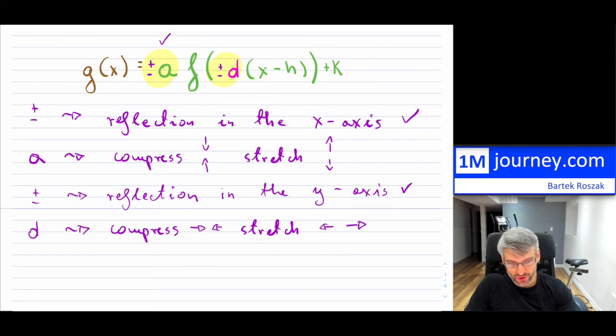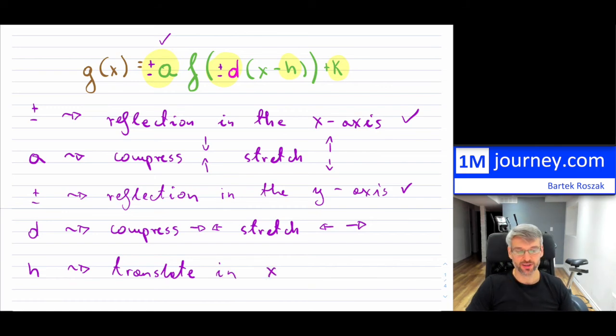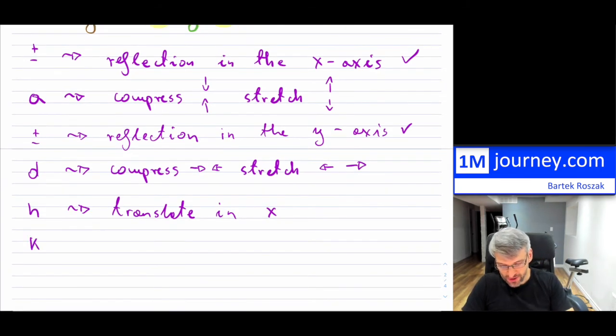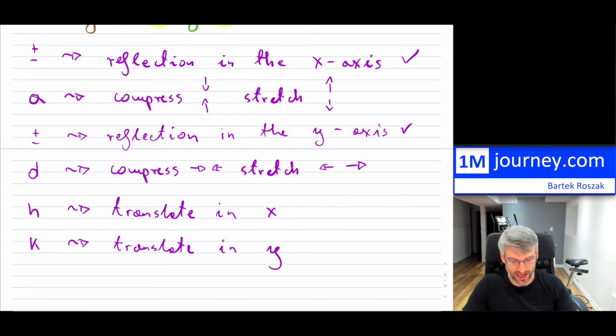Now, the last two items, these ones right here, our h, so minus h, and then this k. What do they have to do, or what happens to them? Well, the h is actually going to be translating the parent function in the x direction. And the k is going to be translating it in the y direction, so moving it up or down.